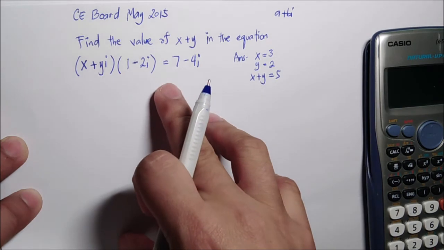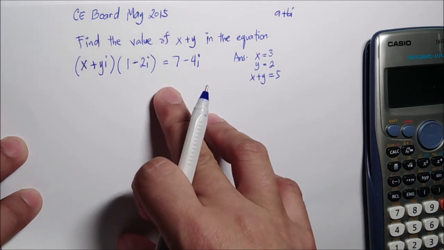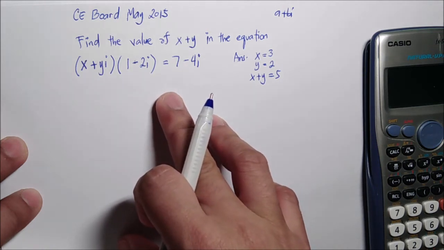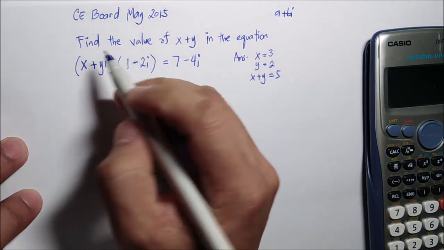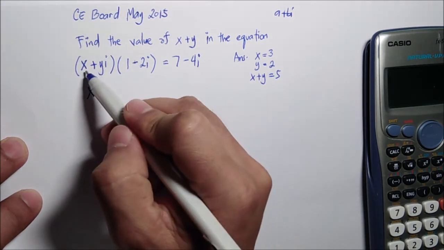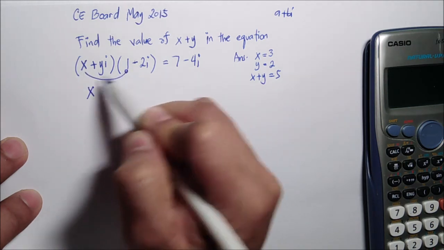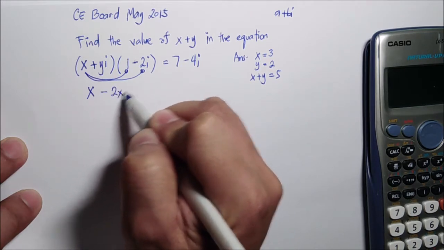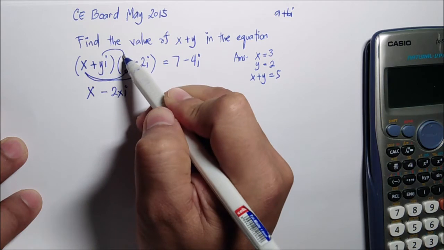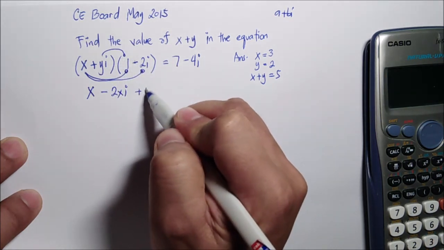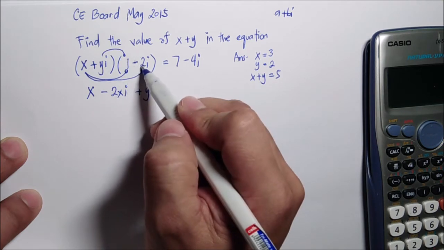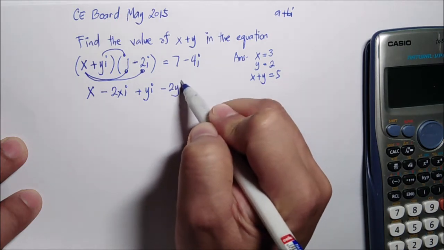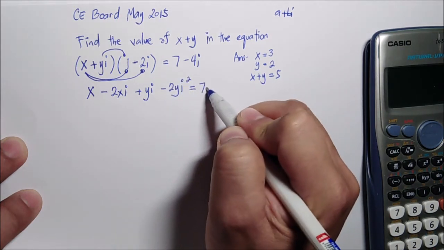Usually when we are finding two unknowns, we need two equations. Let's multiply x times 1, that is x. Okay, distributive property, x times minus 2i, that is negative 2xi. Also, yi times 1 is yi, and then yi times negative 2i, that is minus 2yi squared, that is equal to 7 minus 4i.